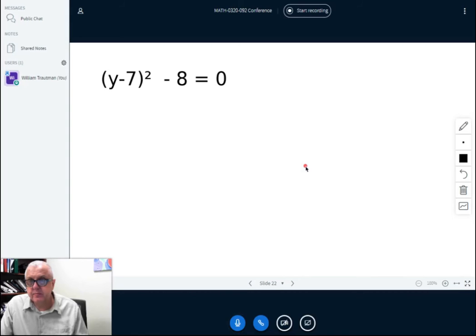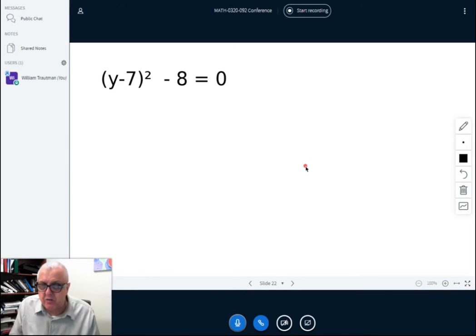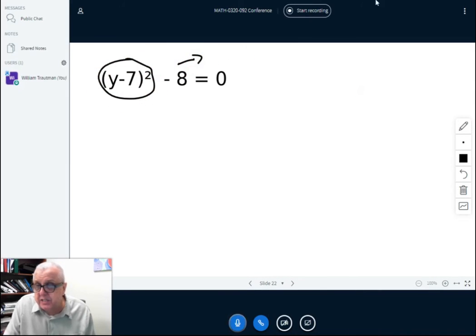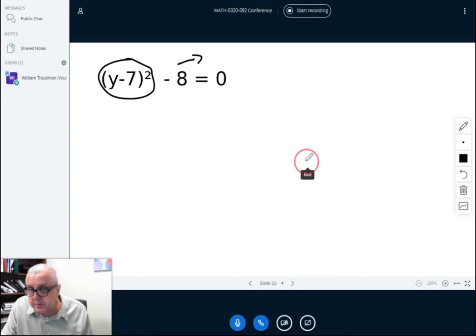Okay, so just like the square root problem we previously had and the absolute value problem, there's a couple of ways of approaching this. I like to get the square by itself because then you can square root both sides and get rid of the square. So I want to get the square by itself. So I have to take this to the other side by adding 8.